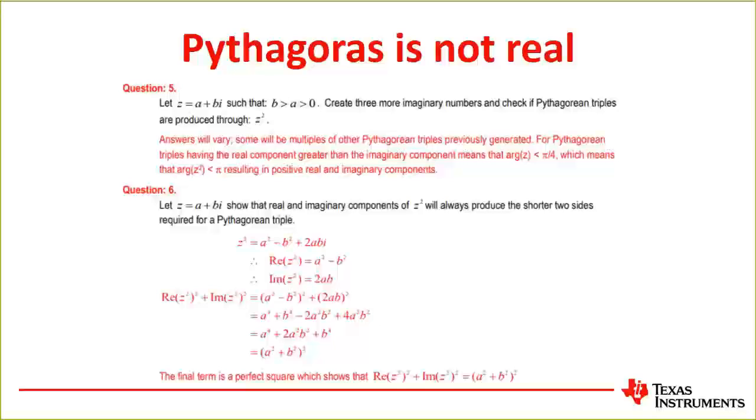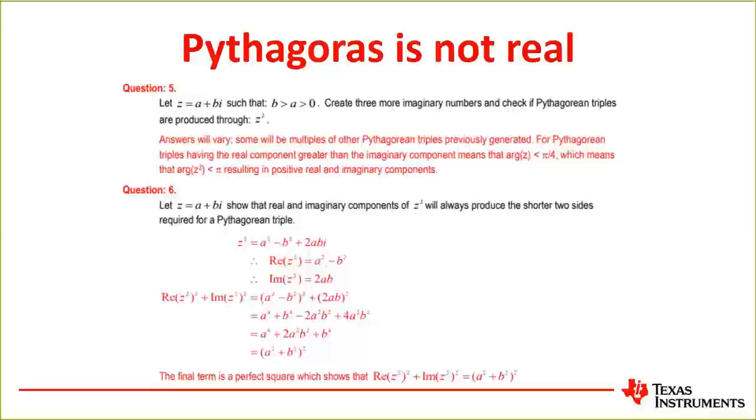As with these activities, we often look at specific cases and then ask students for some sort of generalization. So in general terms, if we let Z equal A plus Bi, where B is greater than A is greater than 0, we can ask students to have a bit of free play and create 3 more imaginary numbers, and check if Pythagorean triples are produced through Z squared. Of course, answers will vary amongst the class. Some will be multiples of other Pythagorean triples previously generated, so that's good to note.